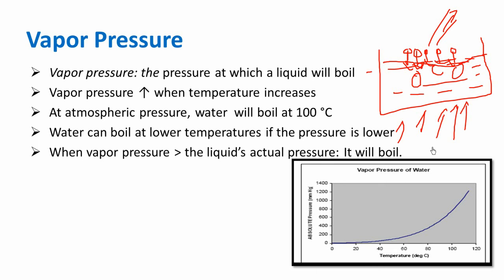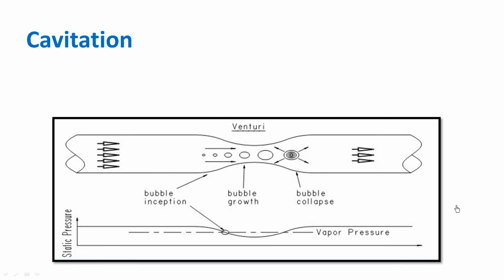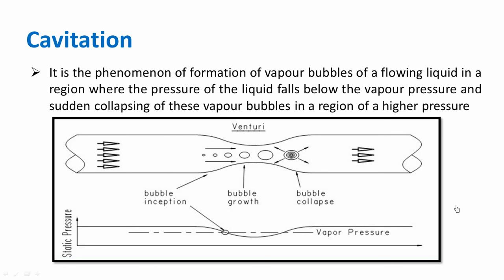This is the graph showing the variation of the pressure with respect to temperature. If temperature increases, the vapor pressure also increases. Then coming to cavitation. Cavitation is a simple phenomenon of formation of vapor bubbles in the flowing fluid. As the fluid flows, vapor bubbles are formed in the region where the pressure of the liquid falls below the vapor pressure. See, this dashed line is the vapor pressure line, and this is the pressure of the liquid.